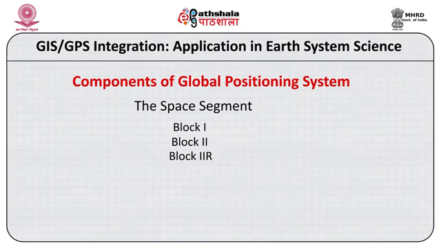A GPS satellite weighs approximately 9,000 kg and it is 17 feet across with the solar panels which are extended on both sides of the satellite. These satellites are also equipped with power backup batteries to keep them running when there is no sunshine, particularly during the period of solar eclipse.